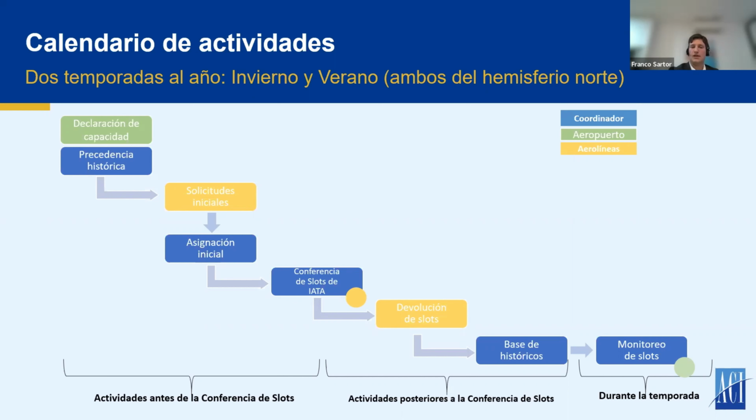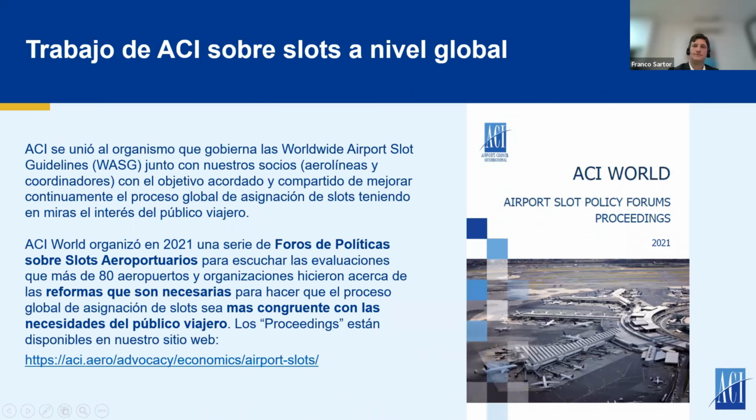Once the season starts, the coordinator will be in charge of supervising or monitoring that the slots are operated according to this 80-20 rule, or the coordinators will also be in charge to ensure that the slots are operated correctly in the proper time frame or together with the airline coordinated by the coordinator.